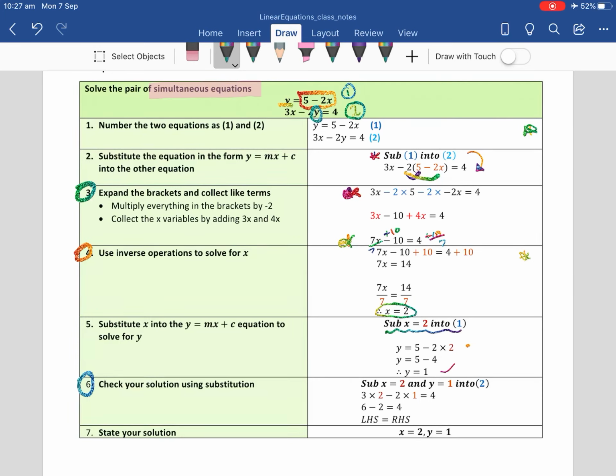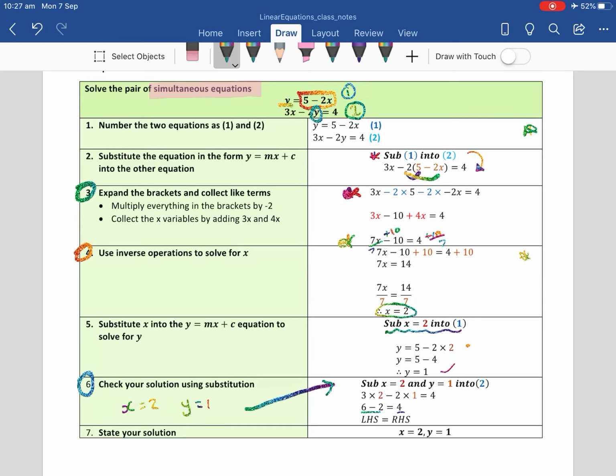Now, number 6 says you can check your solution to make sure you did it all right. You can substitute your variables back in. So when we had x equals 2 and y equals 1, if we substitute those into one of the equations, in this example they subbed it into the second one, you should get the same number on both sides. For this one, we did, because 6 minus 2 is 4, and that side is 4. So we know we got it right.